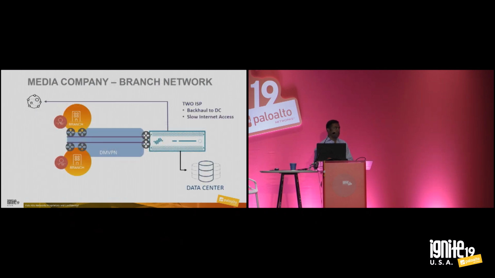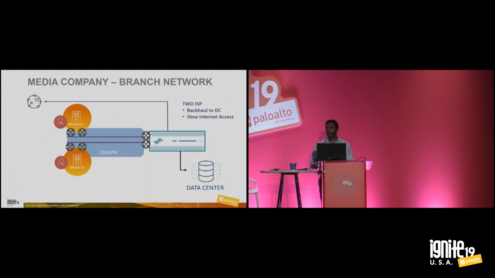So the second customer that I'm going to talk about was a media company. This also was a Cisco shop from a routing perspective, and they had two ISPs, and they were forming a full mesh DMVPN architecture, but a similar story. They have employees in different branch offices, but they were all connected by DMVPN into a data center, and all the traffic has to go out to that central data center before it could go out to the internet, right? So again, backhaul to DC, slow internet access.